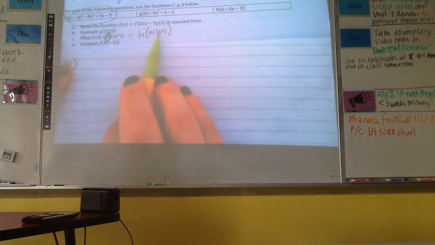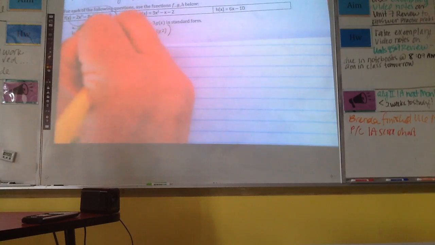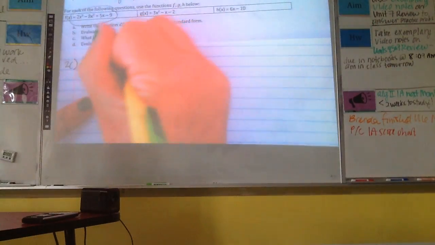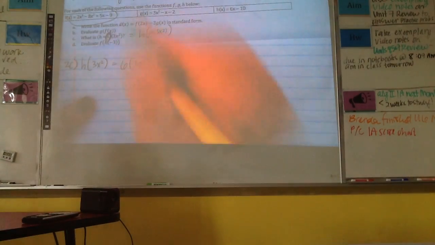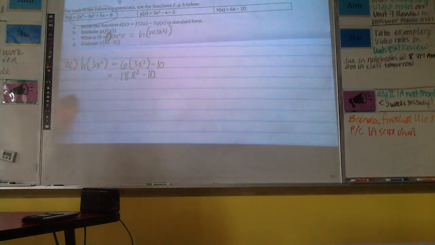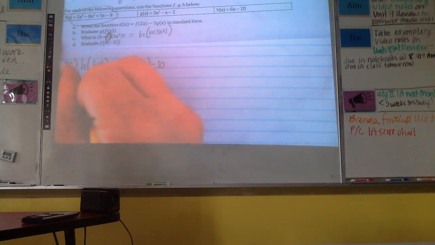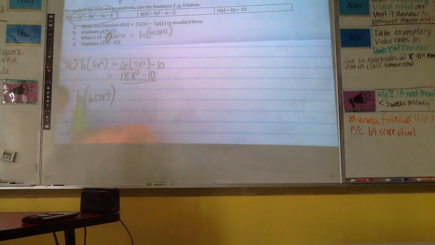Now, first we need to put 3x squared inside of h. So let's do that first. We have 6 times 3x squared minus 10. All right, well that just gives us 18x squared minus 10. Now we need to put h of 3x squared, so we're going to put this thing, h of 3x squared, into h again.